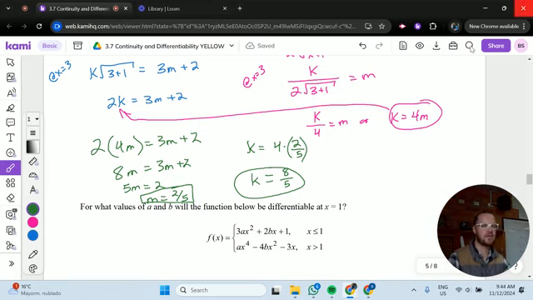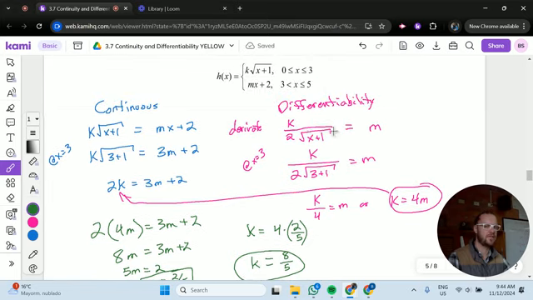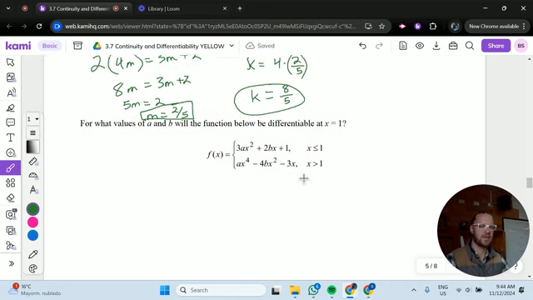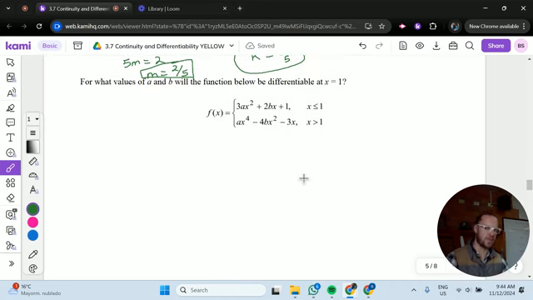The differentiable side? All I did is take the derivative of both sides, right? So the derivative of the left side was this. The derivative of mx plus 2 is just m. And then I put in x equals 3. And then that gave me my second equation. It's very similar to what I did for continuity, except that I had to differentiate them first. Now, if we look at the next one here, guys, we removed something. We didn't bother saying continuous. Why?